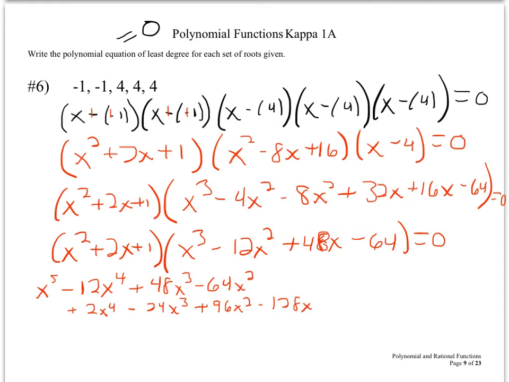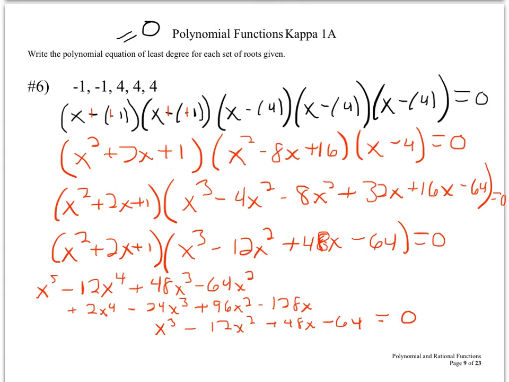Now I'm going to multiply 1 times each of these terms. Right there. Product underneath if it's a like term, I get x cubed minus 12x squared plus 48x minus 64, and this whole thing is equal to 0.